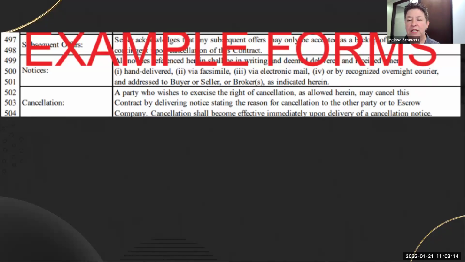Notices, same type of thing. Let's see, doesn't say text, right? So hand-delivered, fax, email, overnight courier, addressed to buyer or seller as indicated herein. It doesn't actually say online, you know, Q, whatever it is. So it's how it's delineated. Please remember, delivery by text is not acceptable on either of these contracts. That is not an allowable way to deliver any notification.